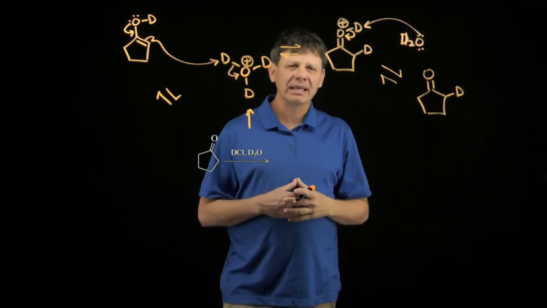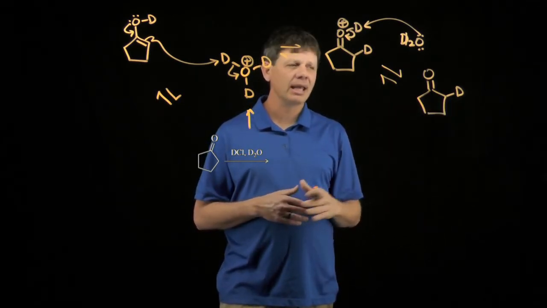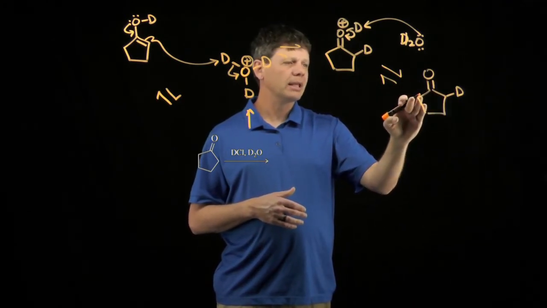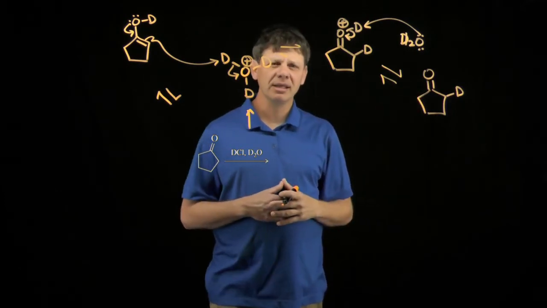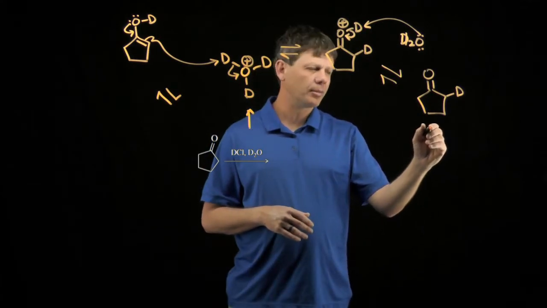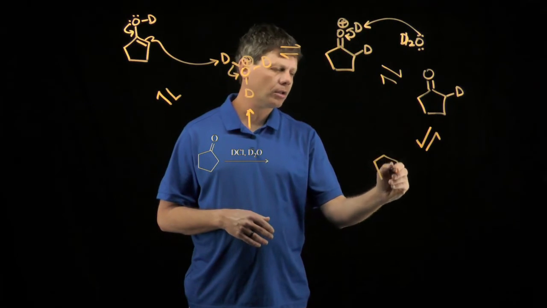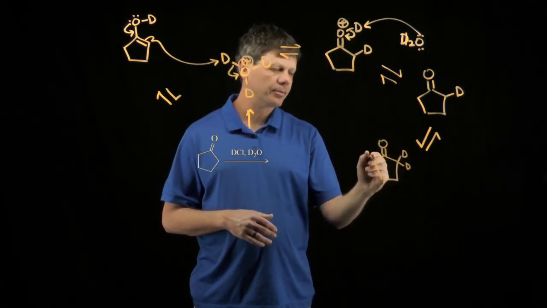Now, while we've shown mechanistically how we incorporate one deuterium, the reaction can happen again. We can make an enol, removing the proton that's here. We can make an enol again, removing the proton here, and we can replace each of them with deuterium. So this same process can happen 3 more times until eventually we've replaced all of the enolic hydrogens with deuteriums.